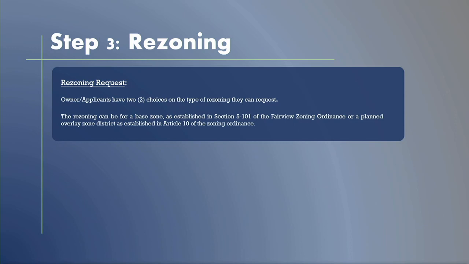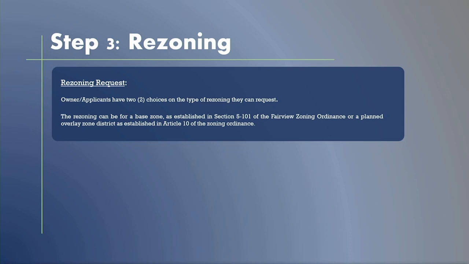I don't know if I did this very well in this section or not, because there's essentially two different types of rezonings we can have here. And so a little bit going into the planned overlay district. Really, an owner and applicant has two options here when it comes to a rezoning in the city of Fairview.